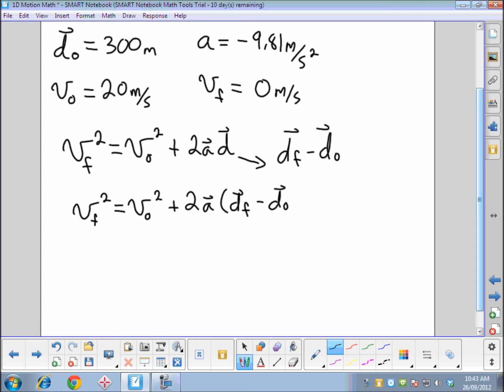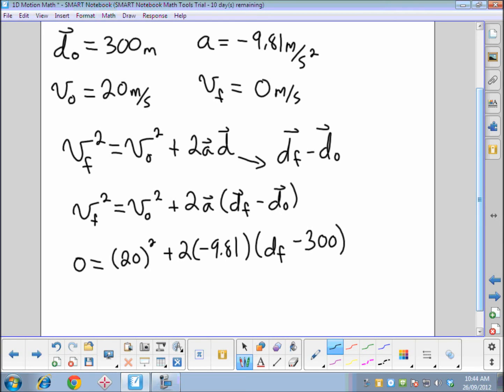Okay, so put my values in. Final velocity is 0. Initial velocity is 20 squared, plus 2 times negative 9.81. And then my final position, that's what I'm going to solve for. That's going to be my maximum height. It's my maximum height when my final velocity has reached 0. And I'm starting with an initial height of 300. So you just have to be very careful with the math here.